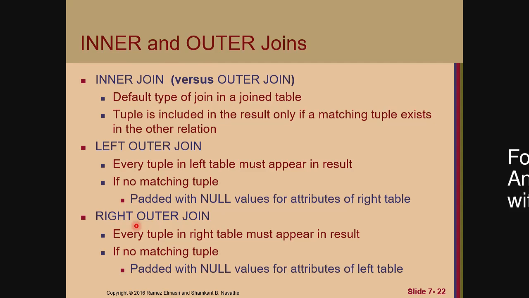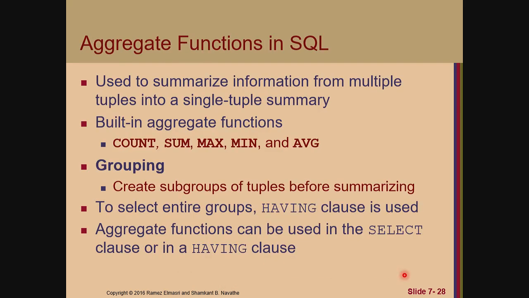And also the right outer join. Every tuple in the right table must appear in the result, but if there is no matching tuple, pad with null values for the attributes of the left table.